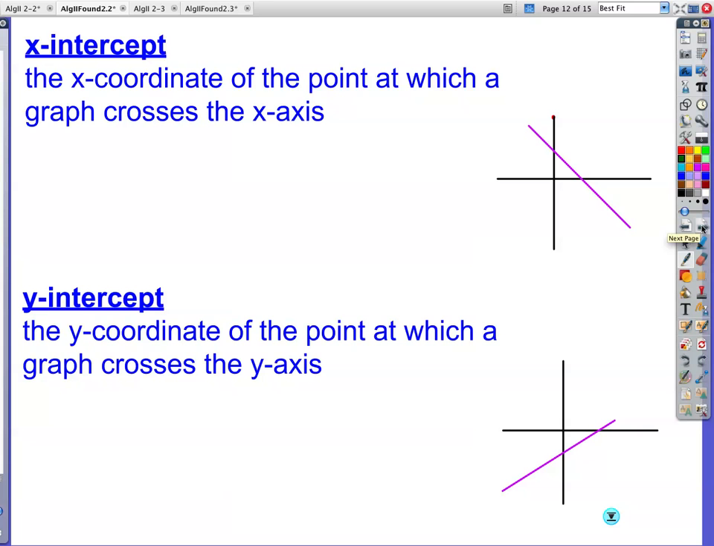All right, even more x and y intercepts. The x-coordinate of a point at which the graph crosses the x-axis is your x-intercept. Because this is your x-axis, this is your y-axis, so this is your x-intercept. Y-intercept is the y-coordinate of the point at which a graph crosses the y-axis. Here's your x-axis, here's your y-axis, there is your y-intercept. By the way, on this graph, this is your y-intercept, and this is your x-intercept.